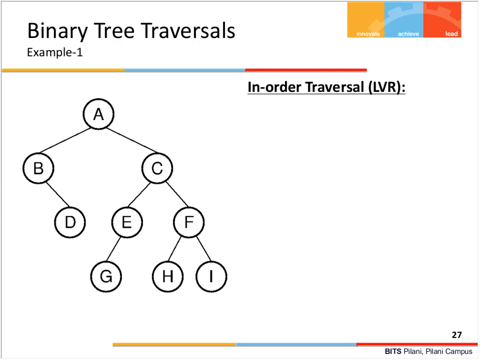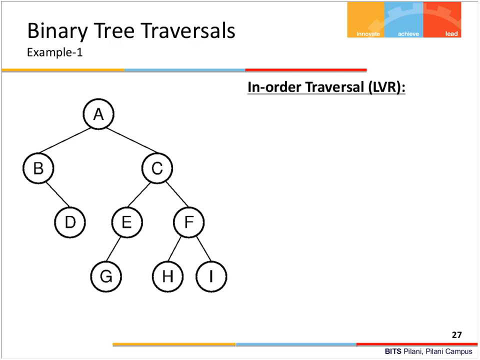So I am not going to process A, because first I need to go to the left side of A. So I will go to B. But B I will not process, rather I will go to its left side, which is null. So now for B, L is done, left side is done because it is null. Now comes the turn of V. V means visiting or processing the node. So now at this point of time I will print B.